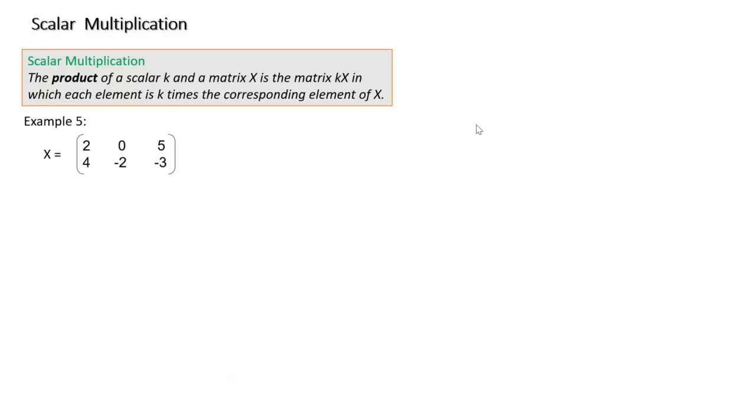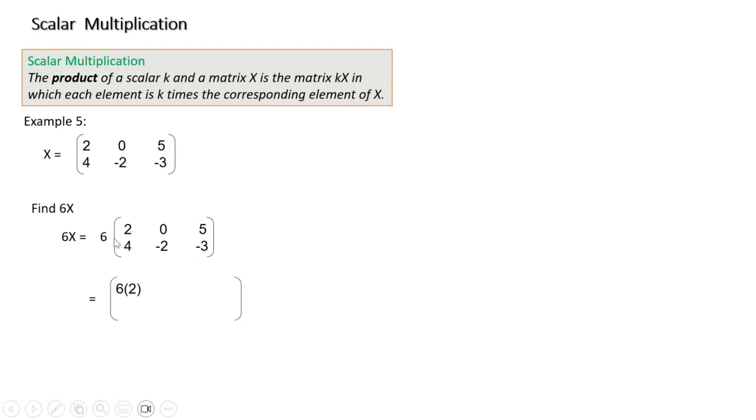Now comes scalar multiplication. We have matrix X: 2, 0, 5, and 4, -2, -3. They want us to find 6X, 6 times matrix X. The 6 is called a scalar, so we're going to multiply the 6 times every element in the matrix.